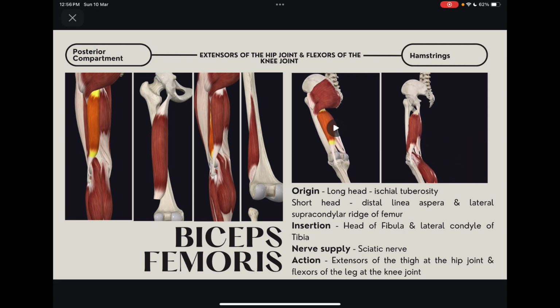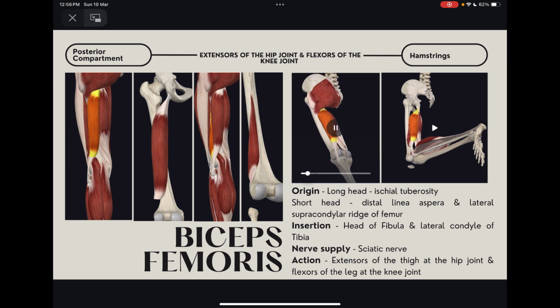The insertion will be in the head of the fibula, again, which is on the lateral aspect, and the lateral condyle of the tibia. It's important to remember it's on the lateral condyle because we have another muscle inserting into the medial condyle of the tibia. All of the posterior compartment muscles are supplied by the sciatic nerve, and all of them will cause extension of the hip and flexion of the knee. So again, it has two heads, a long head coming from the ischial tuberosity, and the short head that is coming from the distal linea aspera and the lateral supracondylar ridge of the femur, inserting into the head of the fibula and the lateral condyle of the tibia.